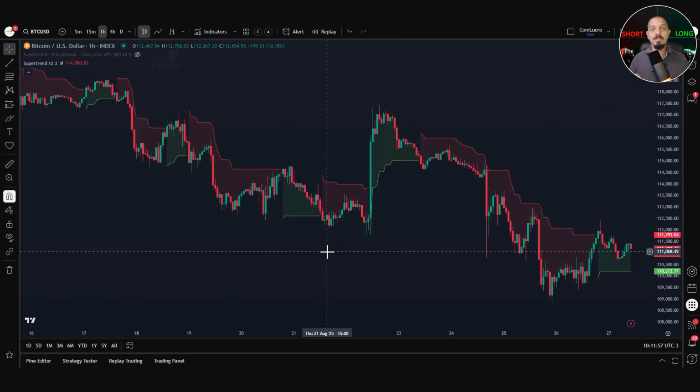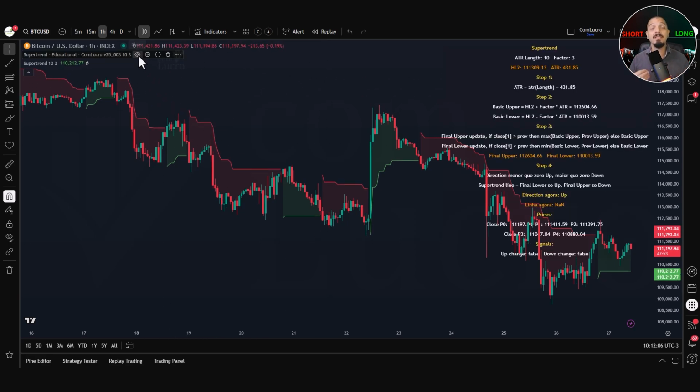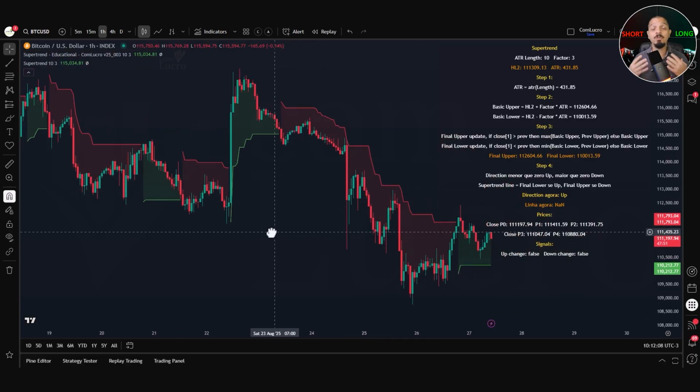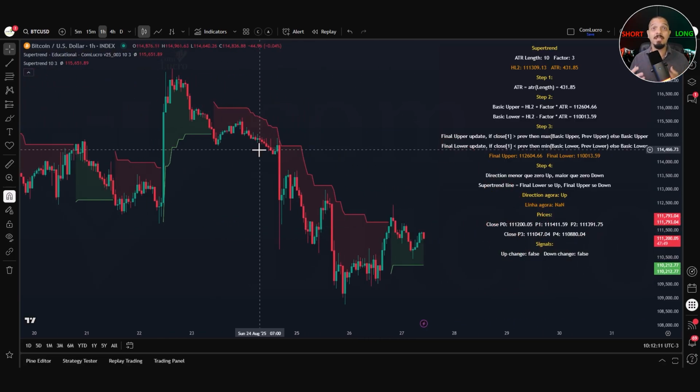Now that we've covered the default settings of the Supertrend, let's take things one step further. To help you truly understand how this indicator works, we've created a custom panel that breaks down the full Supertrend calculation directly on the chart. Instead of just showing the final result, this version displays each step in detail so you can see how the signal is built from raw price data.